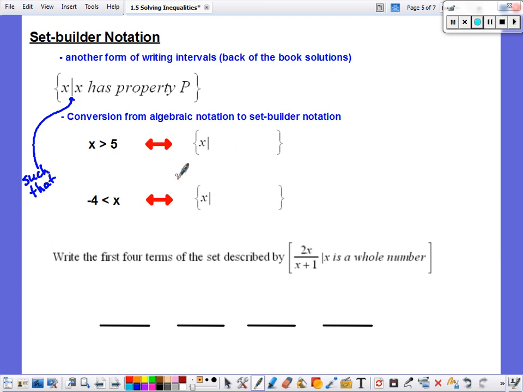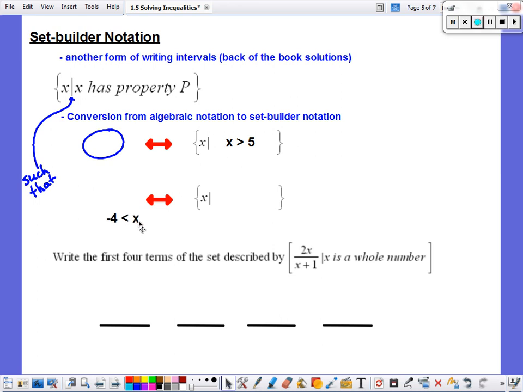Really all you want to do is get used to the braces, the x, such that, and simply all you're going to do is take this, grab it and move it over here. Boom, there you're done. There's your set builder notation. So we have all the values of x such that x is greater than 5. So there's our condition for x. We're talking about x, and such that what? Such that x is greater than 5.